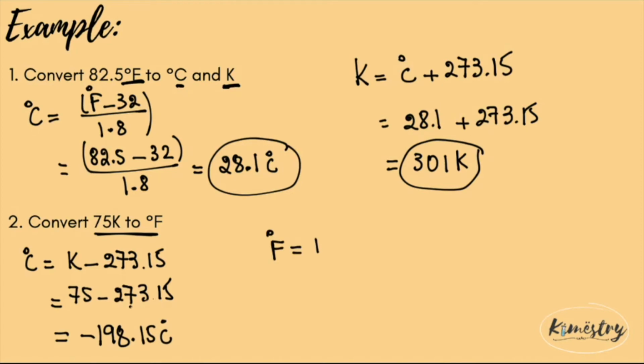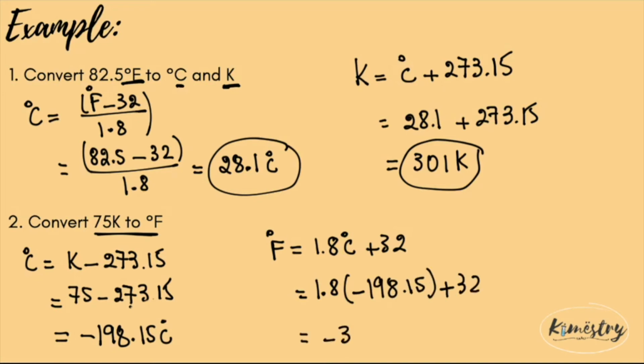Since we have Celsius, we can go ahead and find Fahrenheit. So we know Fahrenheit equals 1.8 Celsius plus 32, equals 1.8 times minus 198.15 plus 32, which is equal to minus 324.67 Fahrenheit, and this is our answer.